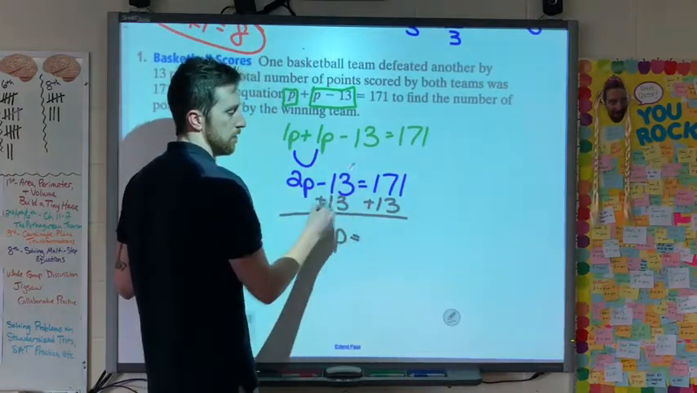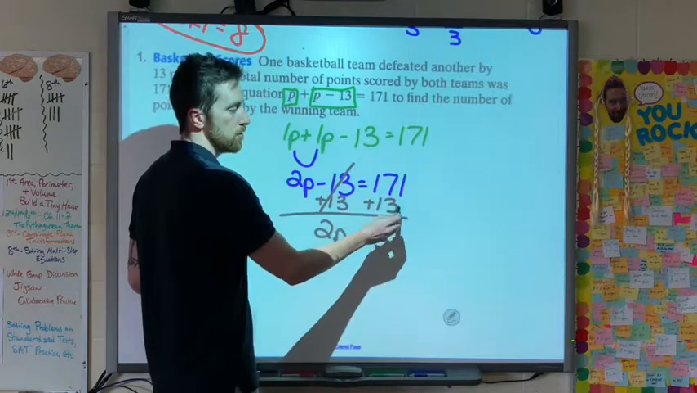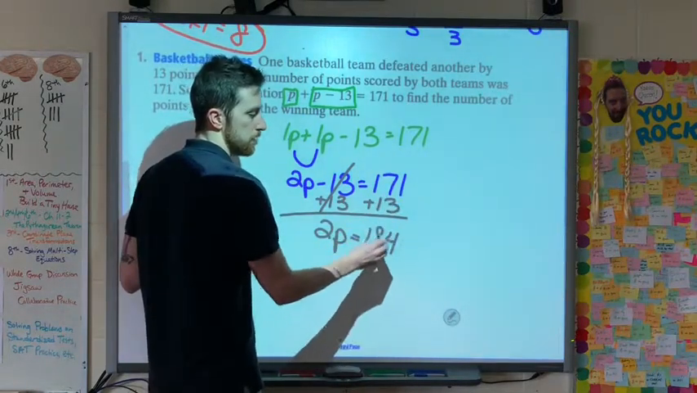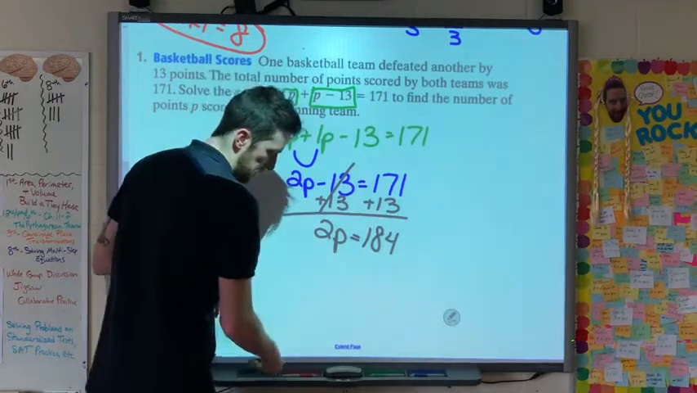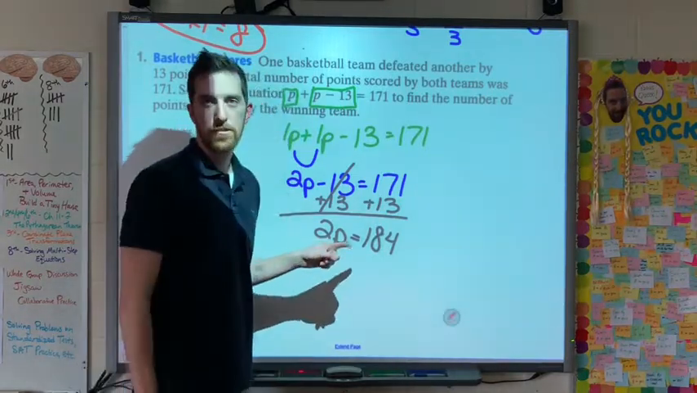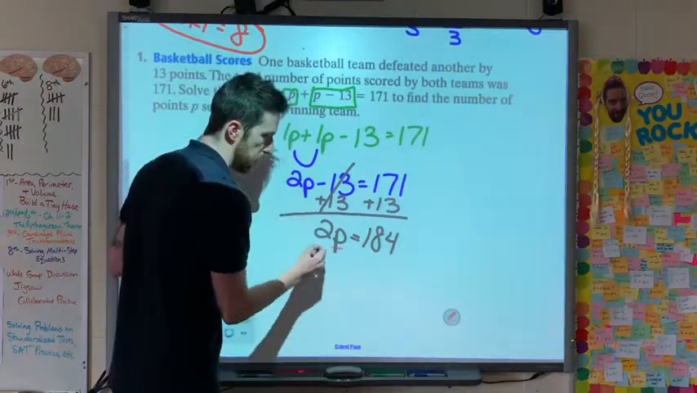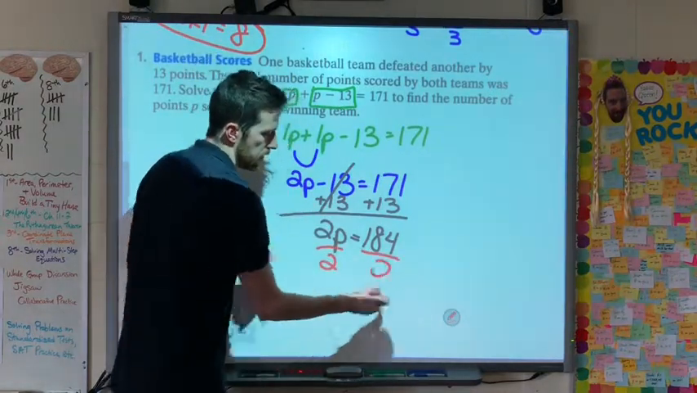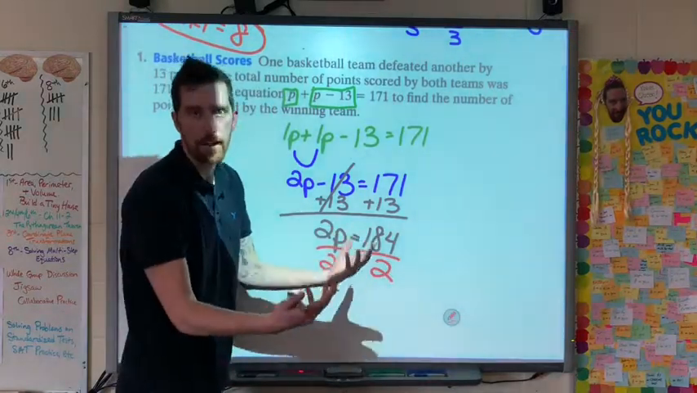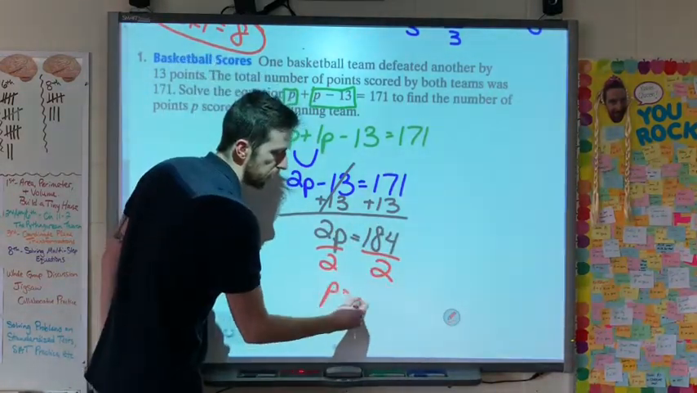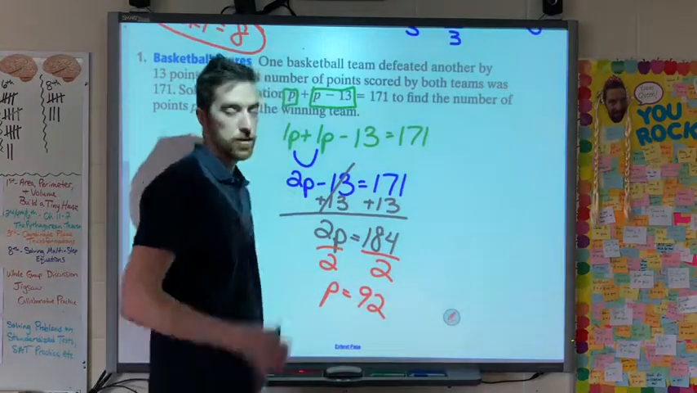2P, those cancel out. 171 plus 13, 1 plus 3 is 4. 17 plus 1 is 18, so we got 184. Now I gotta undo that 2. It's multiplied right now, so we divide. How many 2's go into 18? 9. How many 2's go into 4? 2. So P is 92. And we're talking points here.